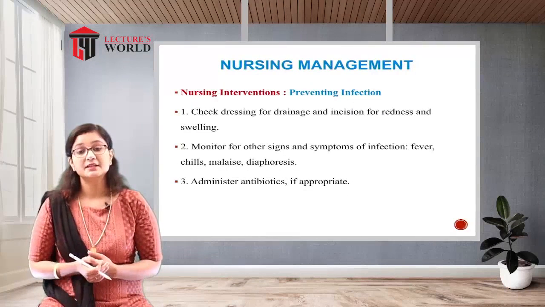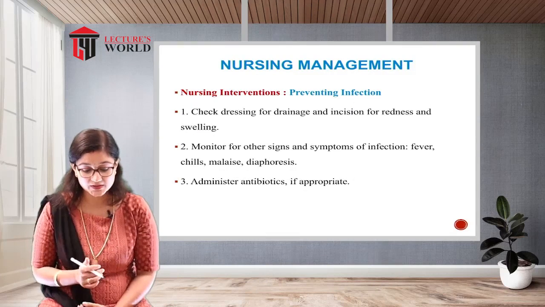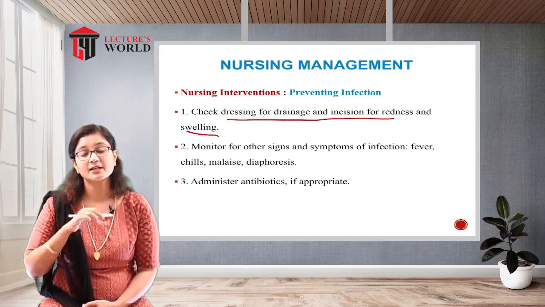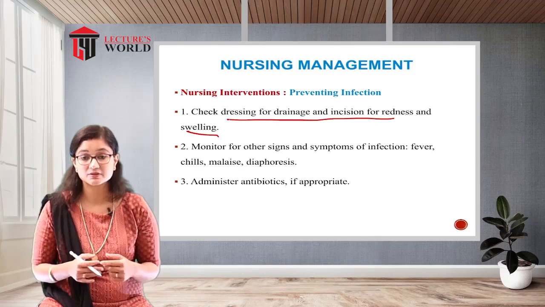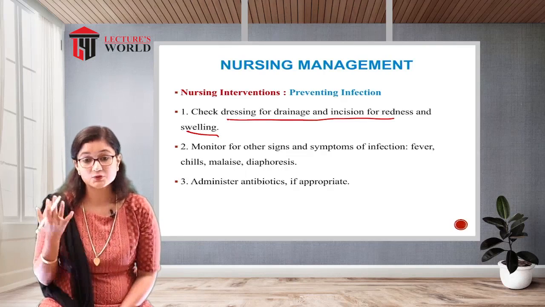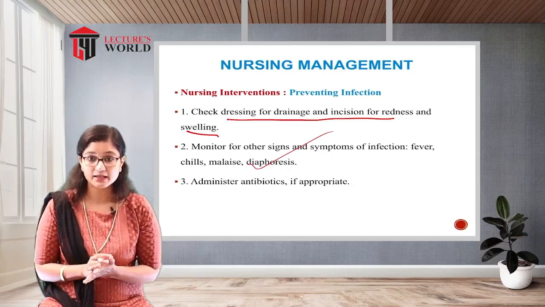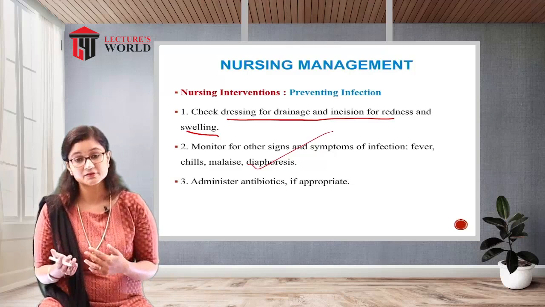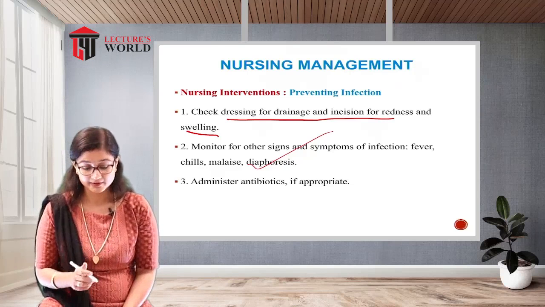Next is preventing infection. As we have seen, there's a risk for infection for an emergency surgery. So what we need to do is check the dressing for drainage, that's the dressing which is present, and the incision site for any redness or swelling. Then monitor for other signs and symptoms of infection, that is fever, any increased WBC counts, chills, malaise, and diaphoresis, that is nothing but sweating. So in order to prevent infection, commonly antibiotics will be given to the patient. That has to be given properly at the time, 3 times it is given. So properly at that particular time, we need to administer our patient antibiotics.